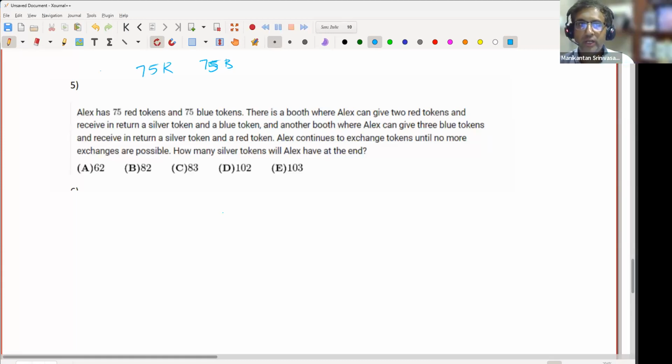Understood. And why did he start with reds initially? Why did he not go to the blue booth first? It's an assumption that I made. Okay, that he starts with red. So how do you know that would work out? If you start with blue, would you get the same answer or a different answer? It would be the same, right? Why would it change? And why would it be the same?